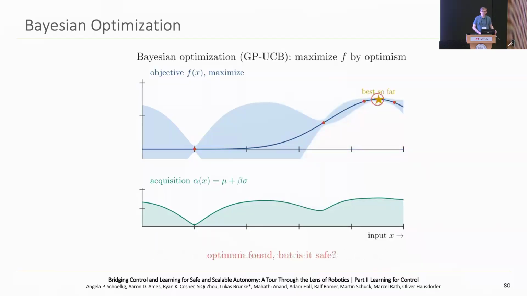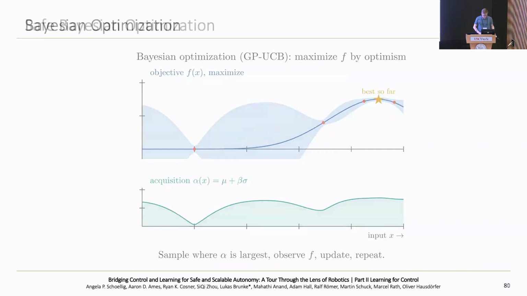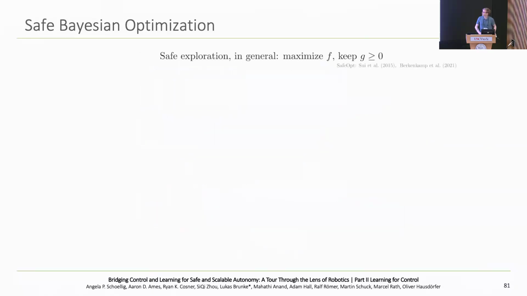However, the question is, can we do this also in a safe way? Maybe it's finding an optimum that's not really safe. And so, research from this lab, what we've done is safe exploration, where in addition to this idea of maximizing the function f, we also want to achieve a certain constraint g greater than 0.